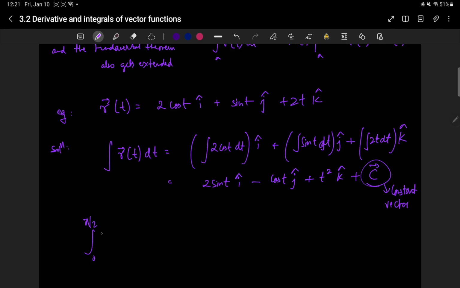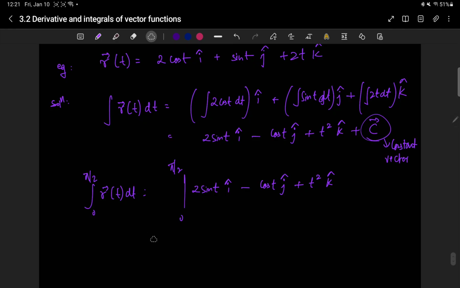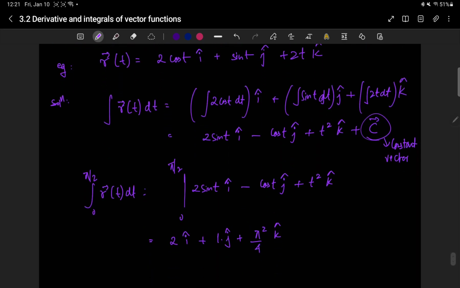And if this was 0 to, say, pi over 2, then all we are doing in the end is plugging in these values to get, so sine pi over 2 is 1, so we get 2 i cap minus cosine pi over 2 is 0, but cosine 0 is 1, so this becomes positive 1 j cap plus this becomes pi squared over 4 k cap. So the integral of this vector valued function is given by this particular vector over here.